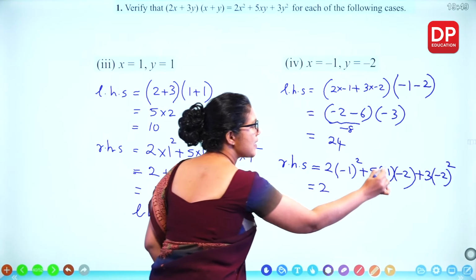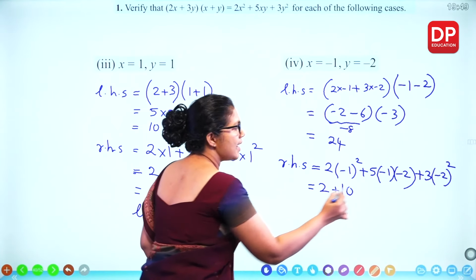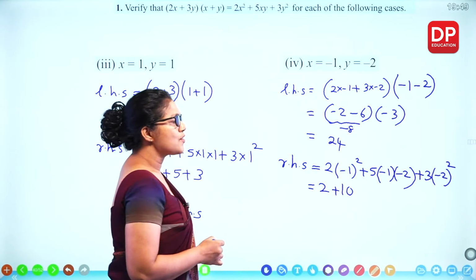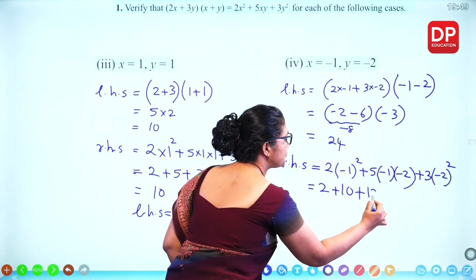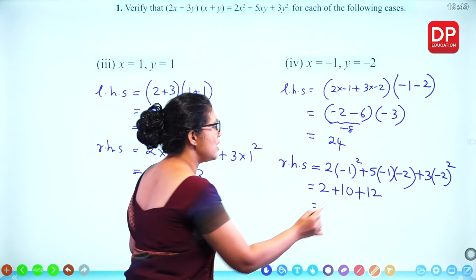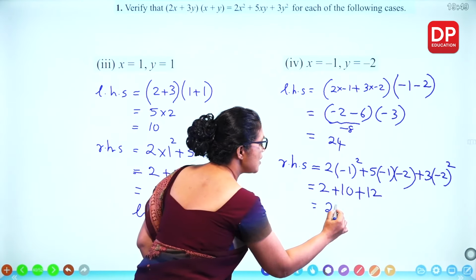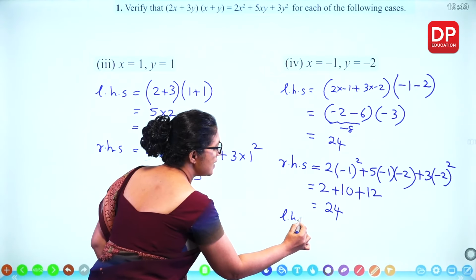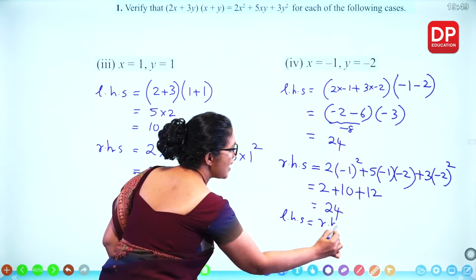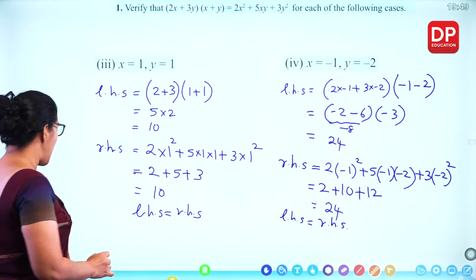Minus into minus becomes plus. 5 times 2 becomes 10. And what's the last term? Minus 2 times minus 2 is 4. 4 times 3 is 12. When you are adding that, 12 plus 2 is 14. 14 plus 10 is 24. So you can see the left hand side is equal to the right hand side. So that's how we verify an expression.